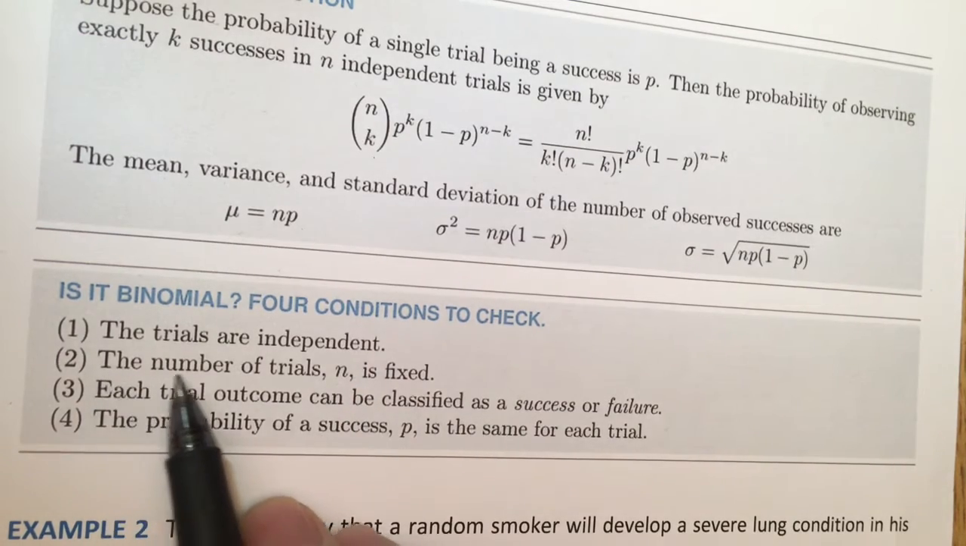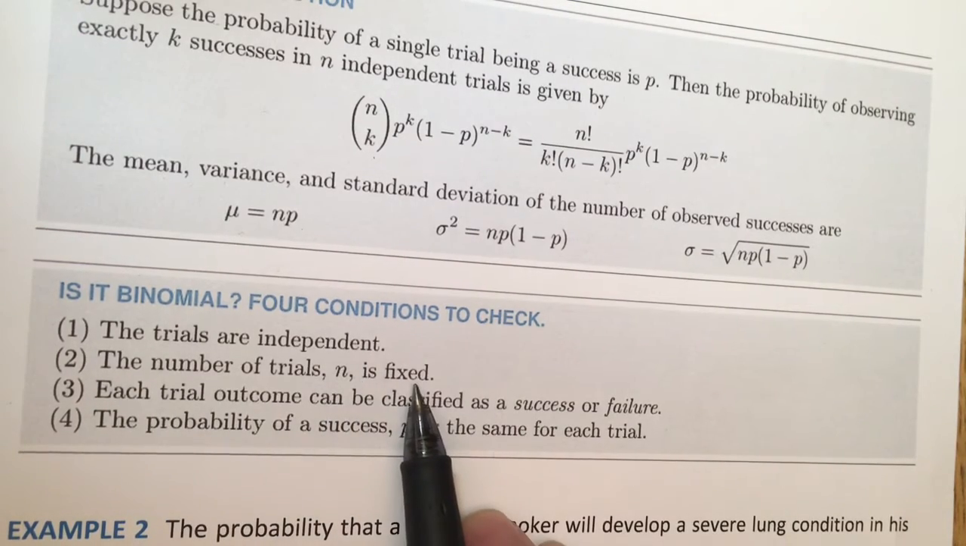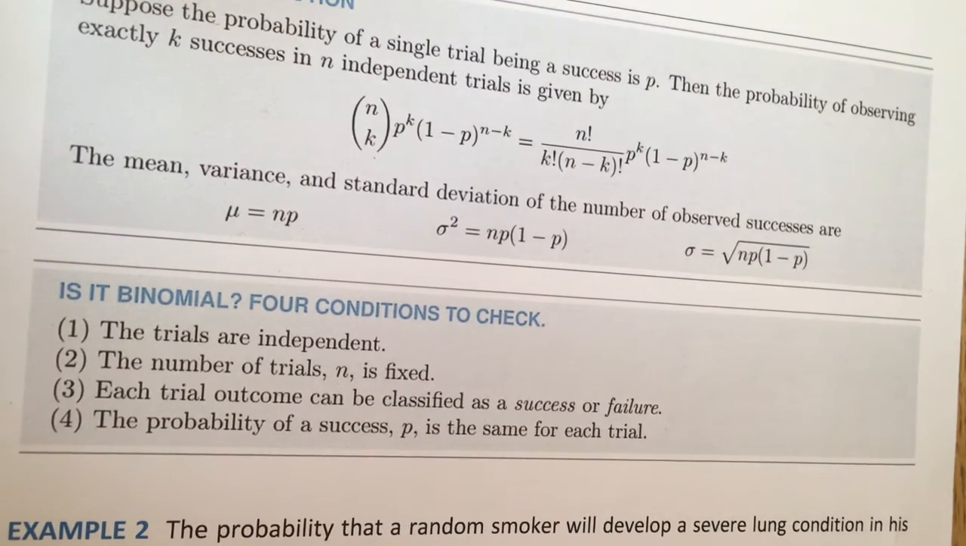Secondly, the number of trials, N, has to be fixed. It's always the same. So we're doing exactly the same number. We're imagining just a fixed number of trials. Rolling the die 8 times. That number 8 doesn't change.